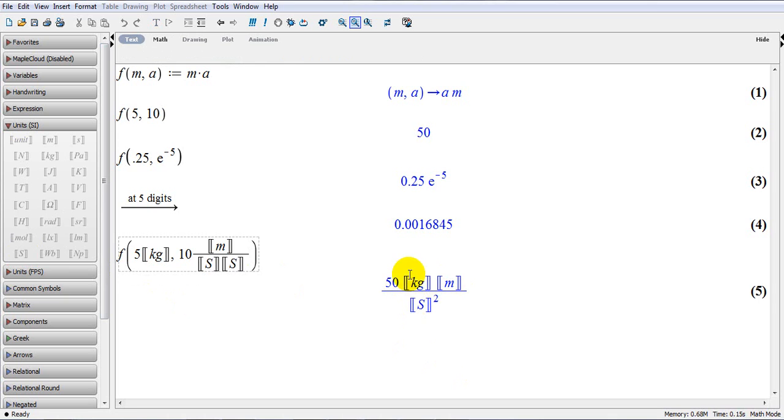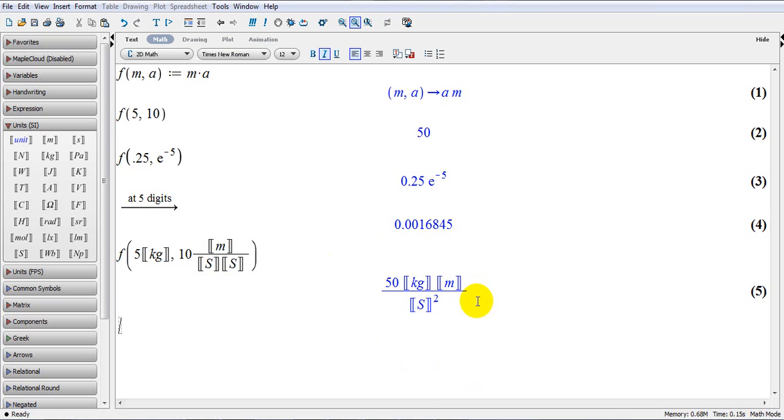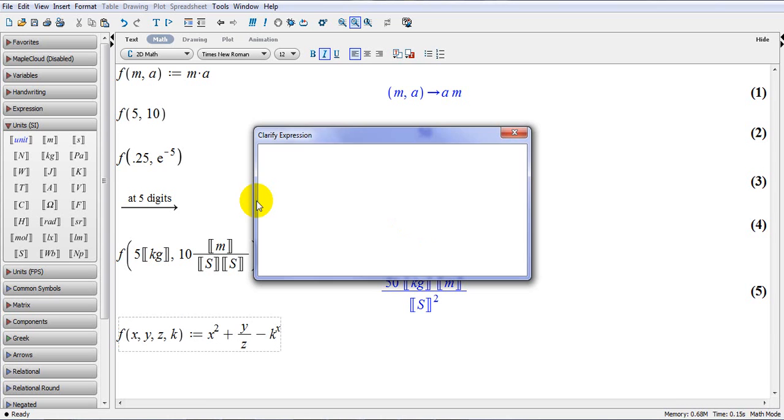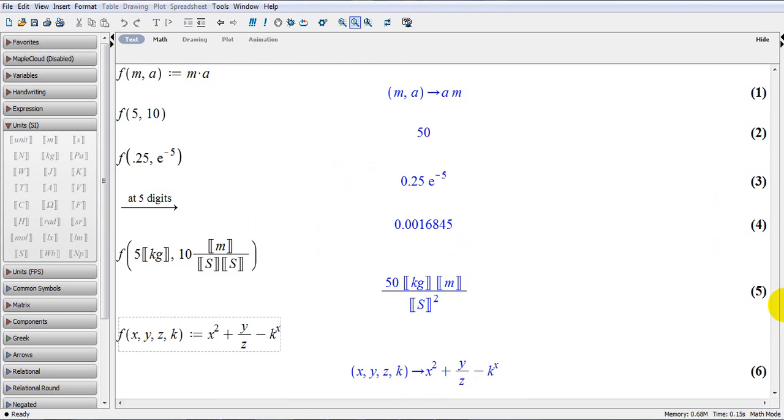Of course, I could have used Newton before, but this is how you can use simply the unit. Now let's have a little bit of maybe more advanced, so you can even add a function of x, y, z, and k is equal to x to the power 2 plus y divided by z minus k to the power x. So that's a fairly complex function, as you have it here.